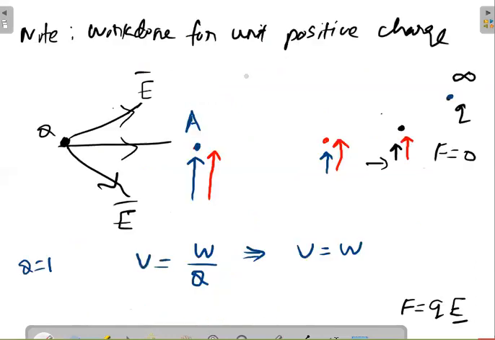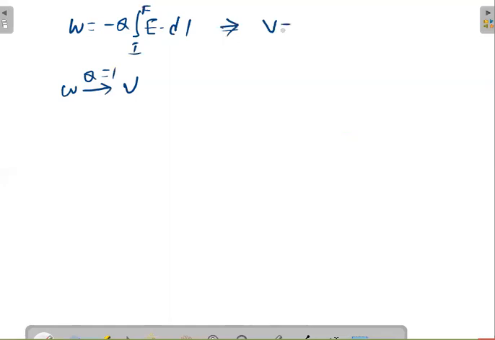So I will write my work formula. Work is equal to minus q integral E dot dl, where this is initial and this is final. Now, work goes to voltage when the q value is 1. It is a standard definition. So once q is 1, instead of W I can write voltage: minus integral from initial to final of E dot dl. Very important formula. Finally, we have derived the formula for voltage.